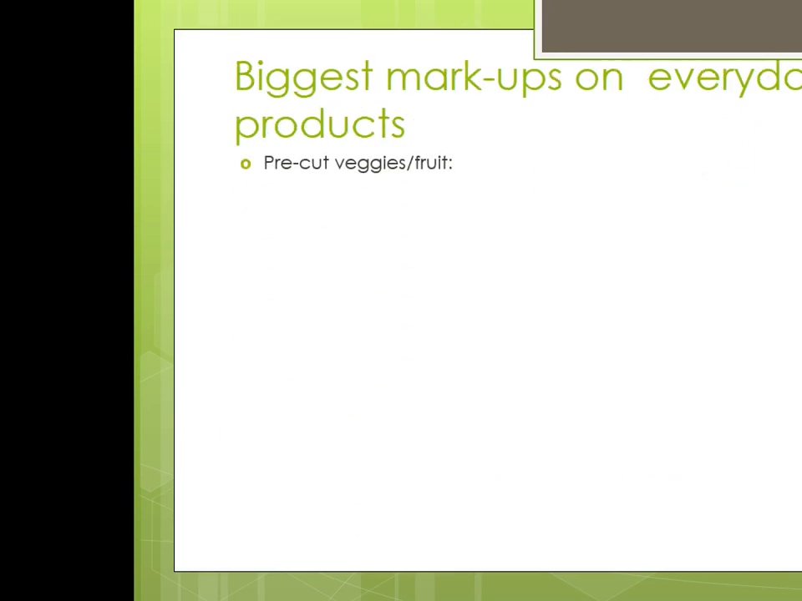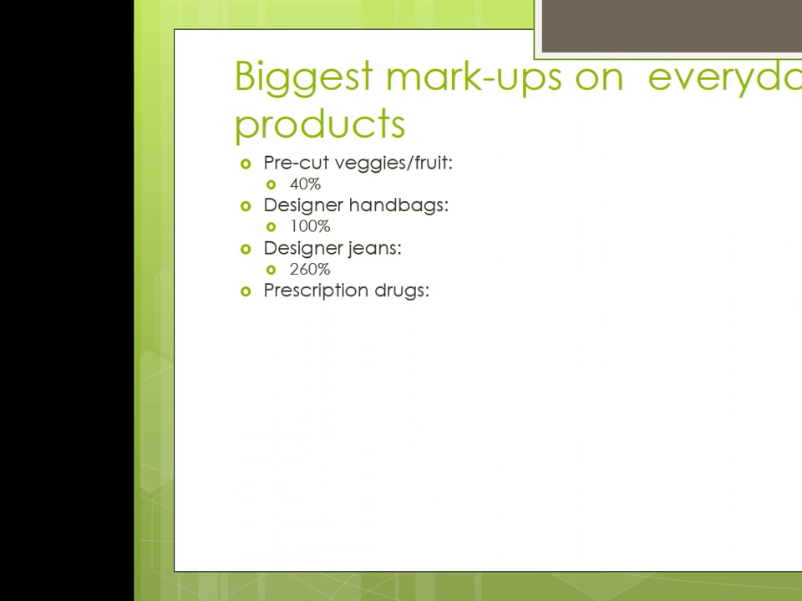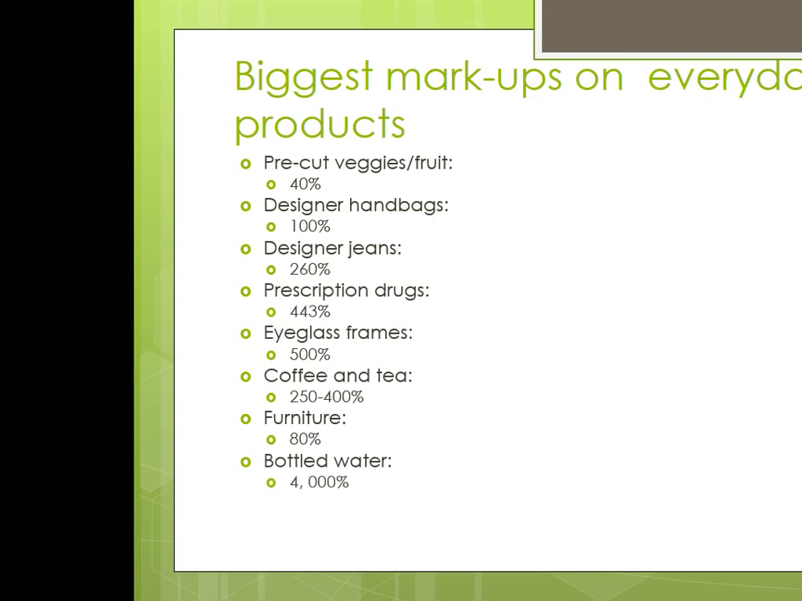Okay, so some of the biggest markups on everyday products. I'll just kind of show you these. These are just some things that they mark up before they sell it to you. Bottled water has been marked up 4,000%, because water, I mean, you can get water anywhere. College textbooks are a 200% markup from wholesale. Prescription drugs, 443%. Eyeglass frames, that's crazy. But they know you'll pay, right?